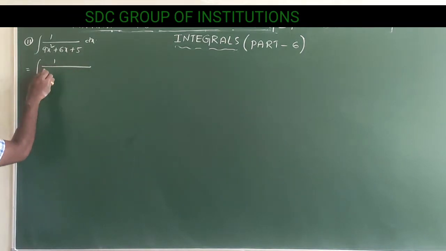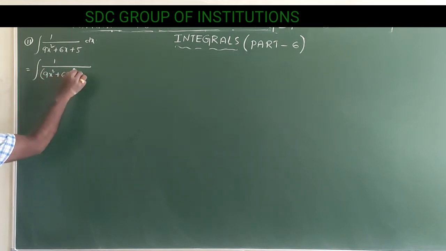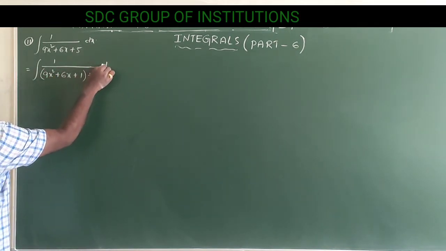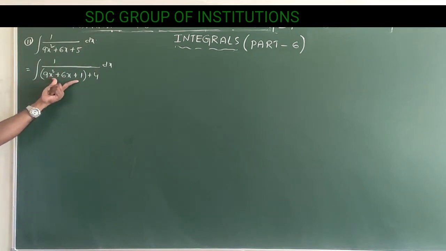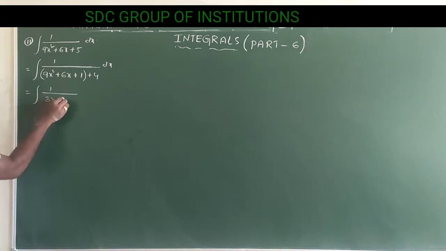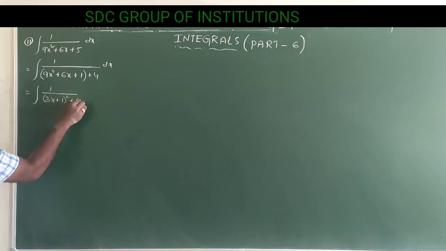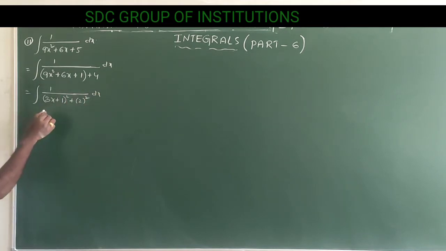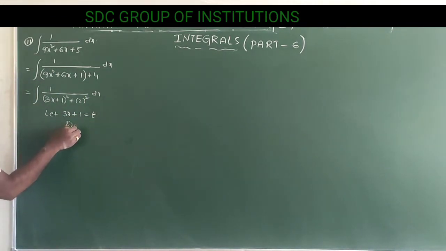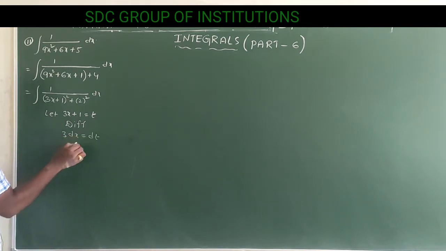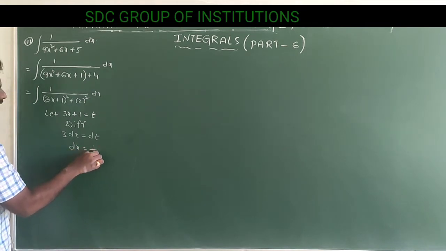1 by 9x square plus 6x, this 5 can be written as 1 plus 4. Now this can be written as a plus b whole square, that is nothing but 3x plus 1 whole square plus 4 can be written as 2 square dx. Now here I am taking, let 3x plus 1 is equal to t. Okay, now differentiate. 3x derivative 3 dx is equal to dt. Now dx is equal to 1 by 3 dt.